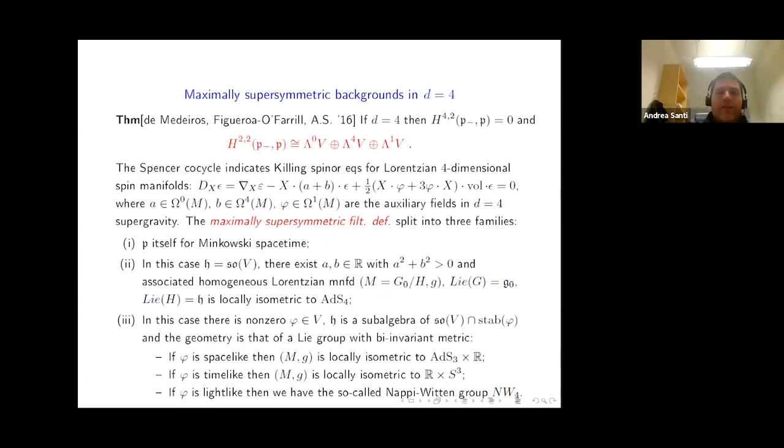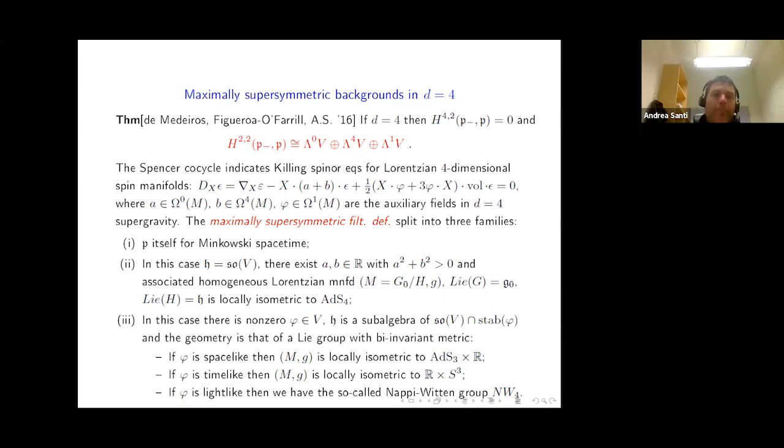Okay, so let me tell you what's going on in the other dimensions. So we did dimensions 4 and 6. And recently Jose, with one of his students, has done dimension 5 as well. Dimension 4 is something that I've done also with Paul de Medeiros from Stavanger. And again, you get that the curvature is not the fundamental object of the game. So H^4_2 is 0, and H^2_2 is isomorphic to Lambda^0, Lambda^4 and Lambda^1.